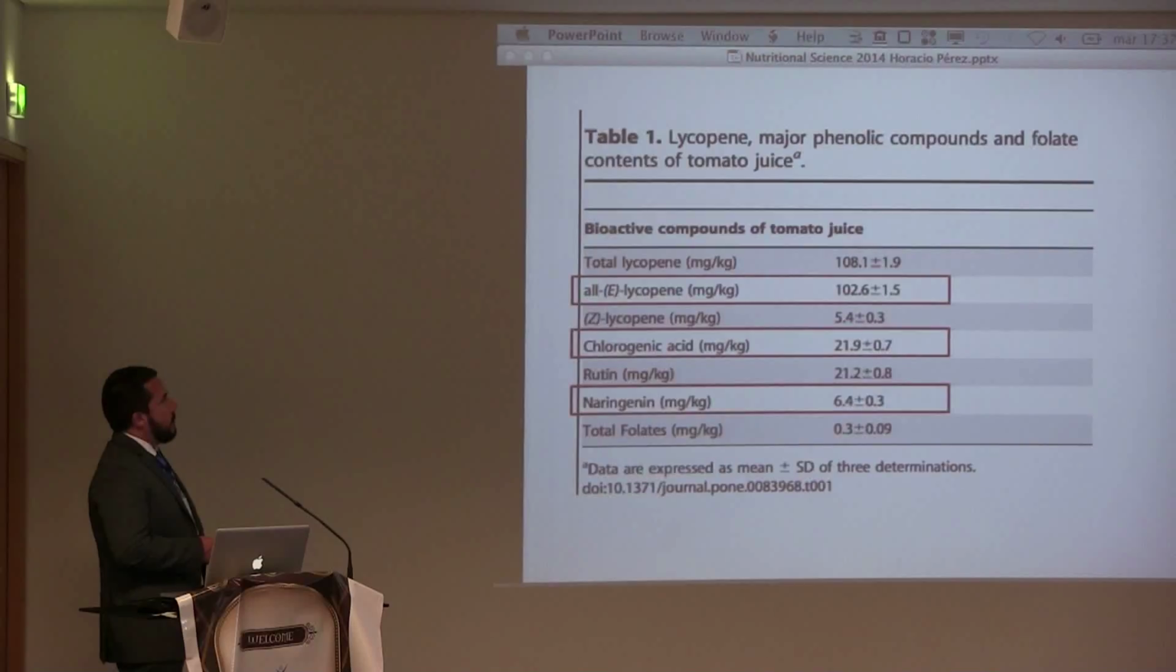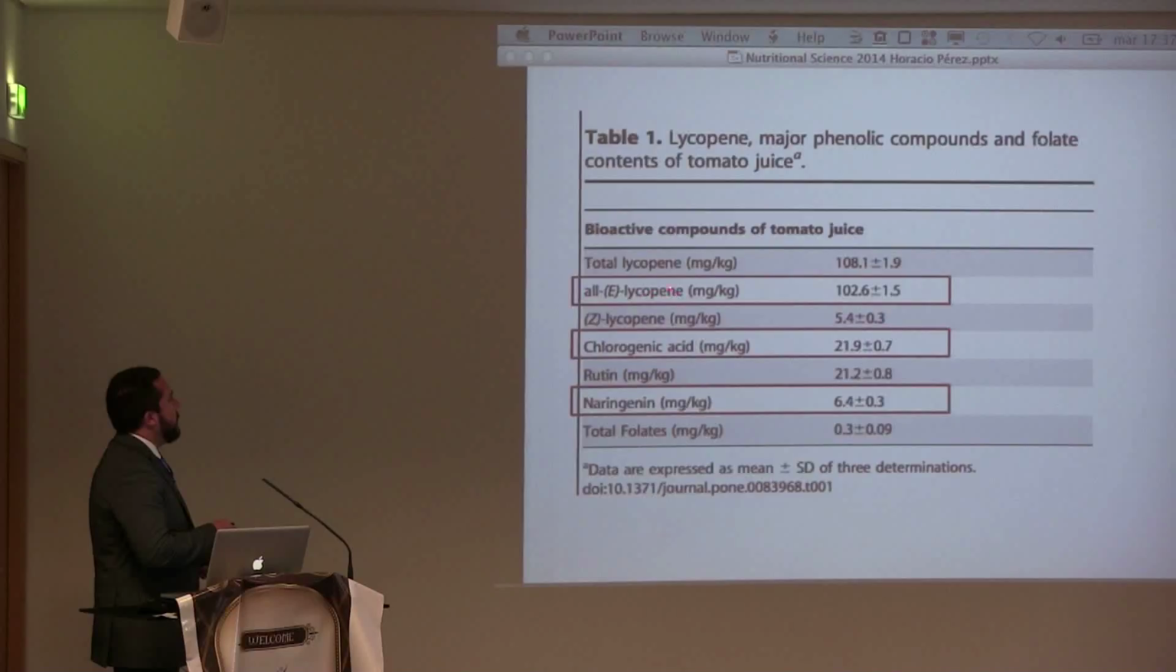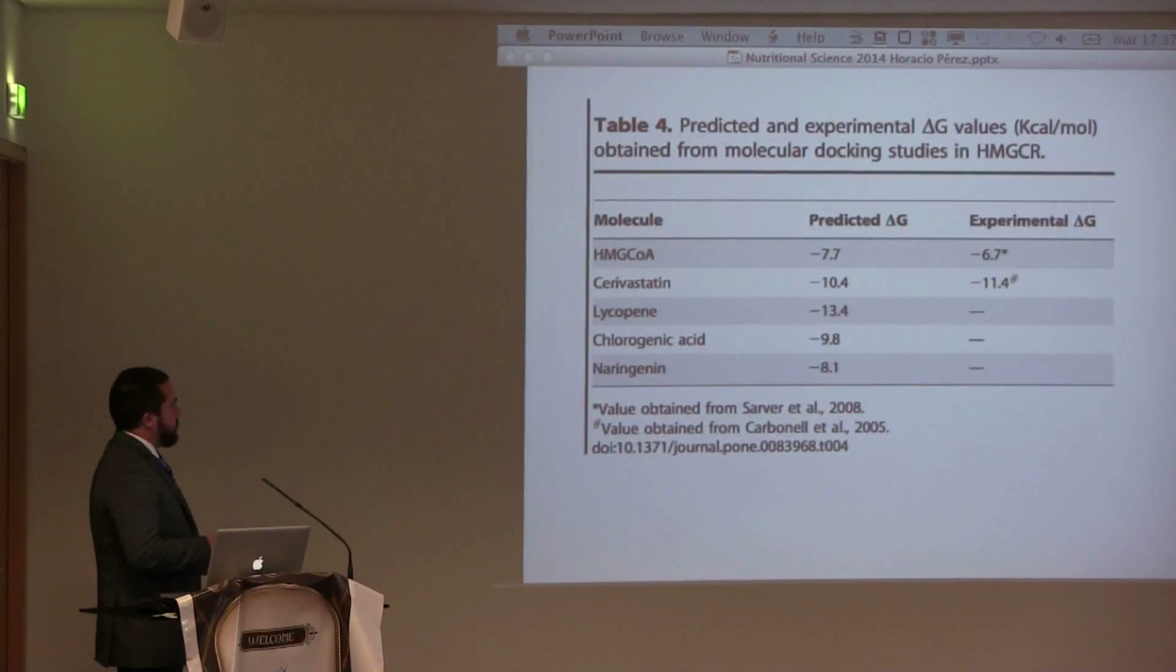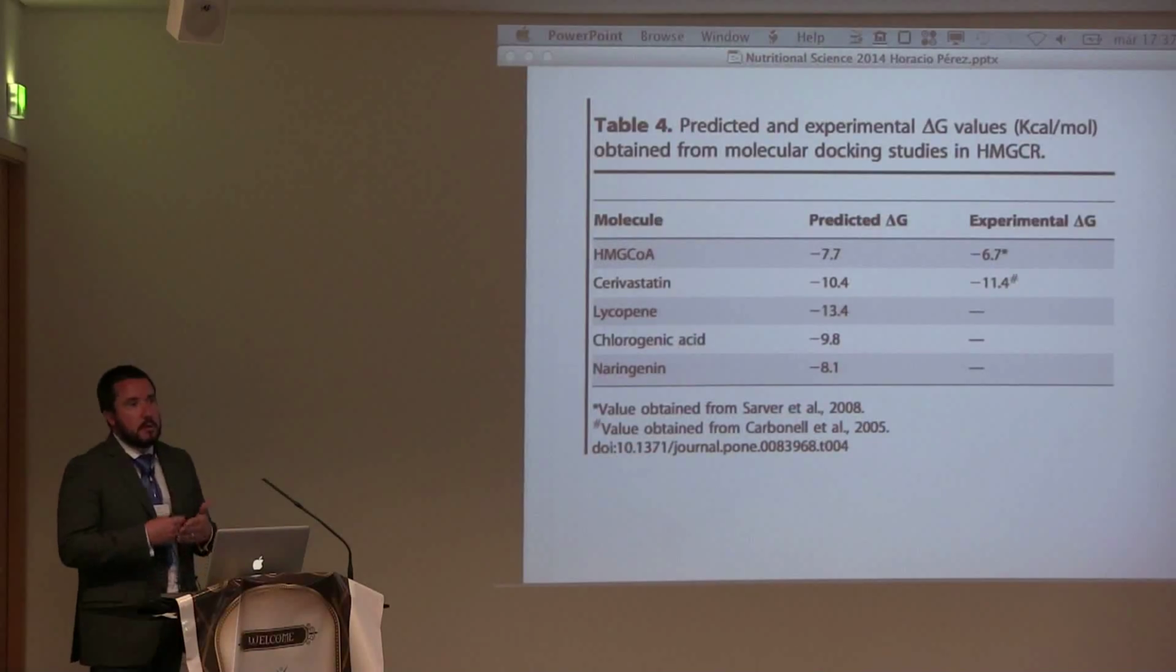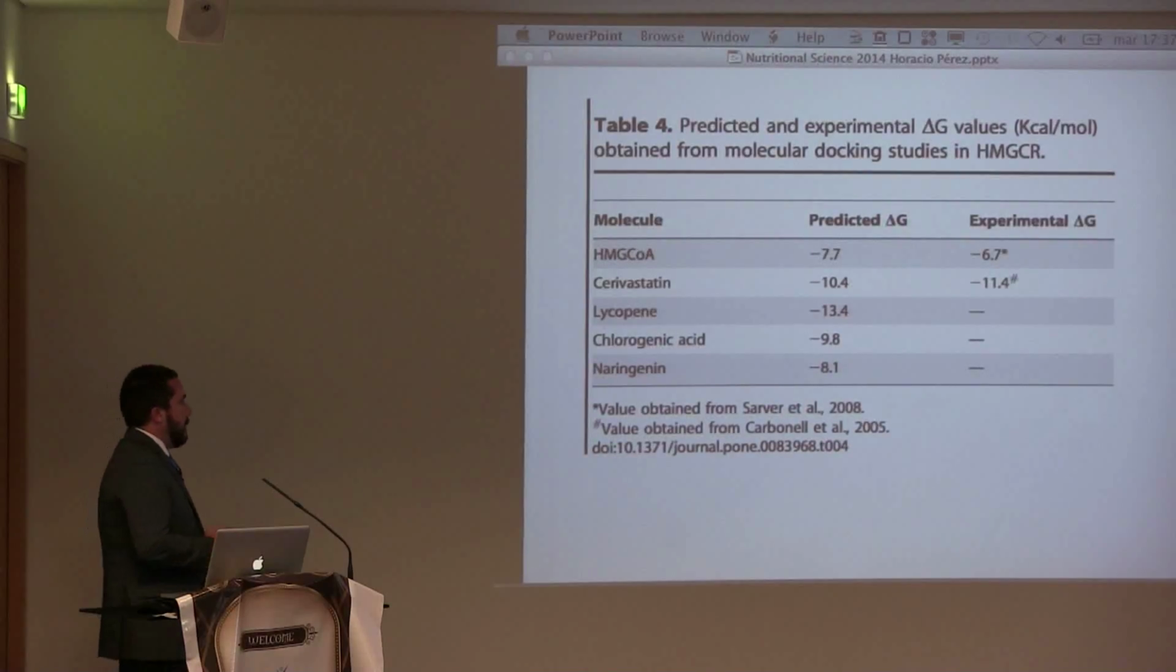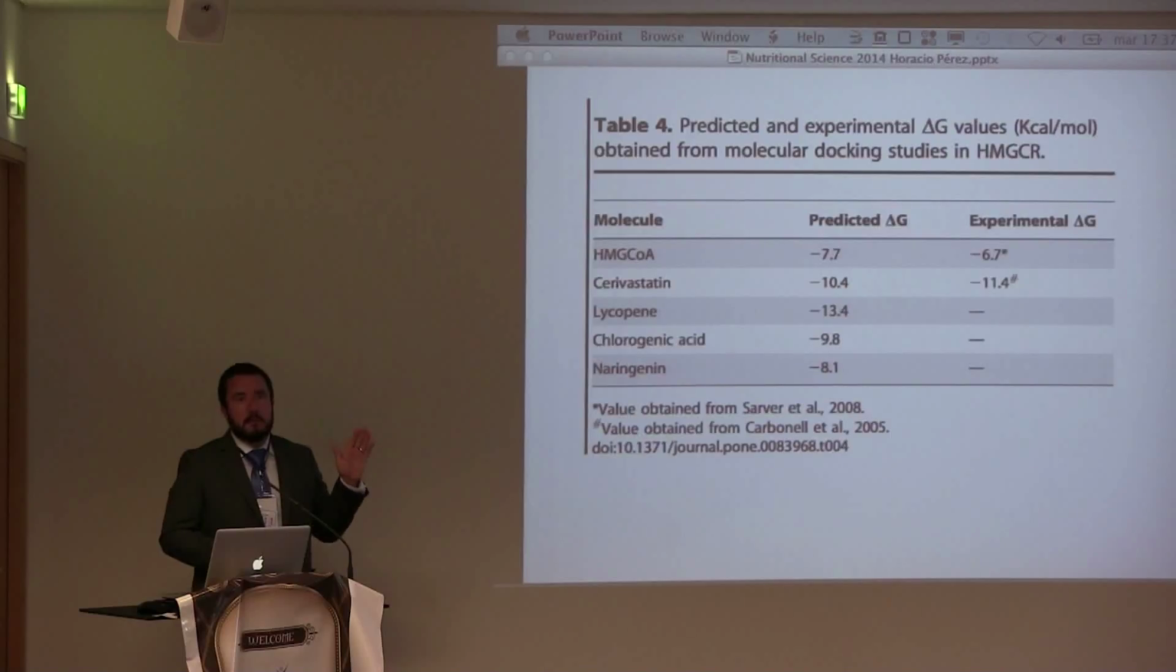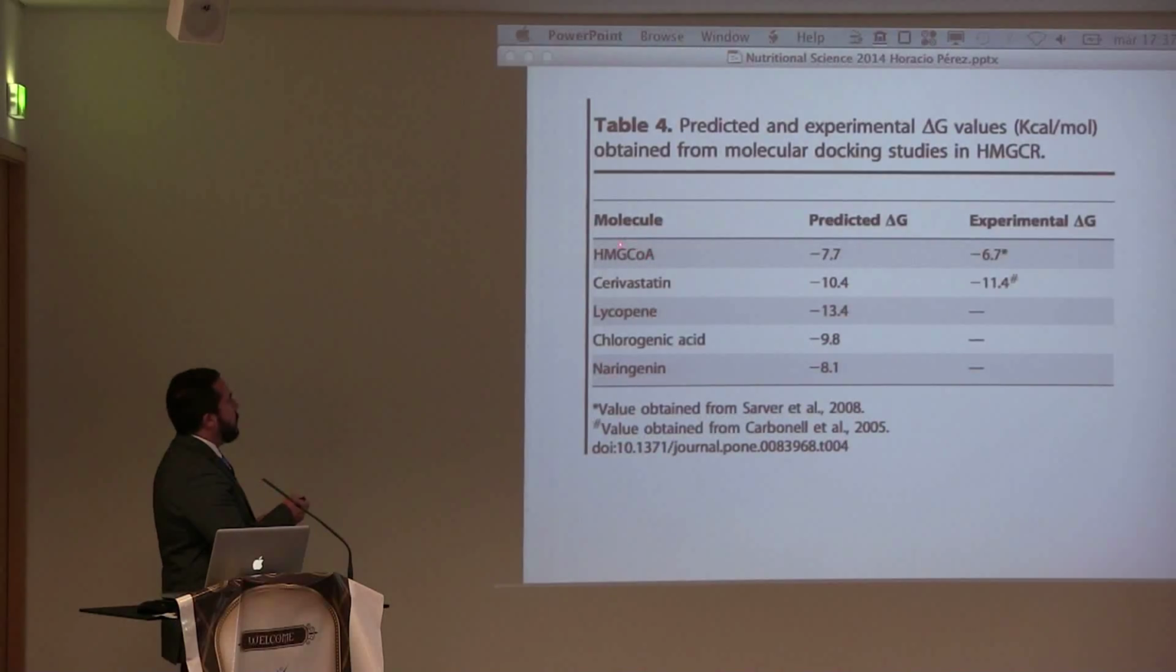Okay, so then we examined tomato and the main active compounds. This is the quantity. Okay, so we realized that we have mainly lycopene, chlorogenic acid, and naringenin. Then we use our drug discovery techniques, and this is our computational control. What does it mean? It means the following. These are the molecules we are interested in: HMGCoA, lycopene, chlorogenic acid, and naringenin.